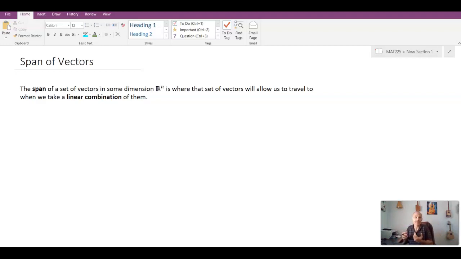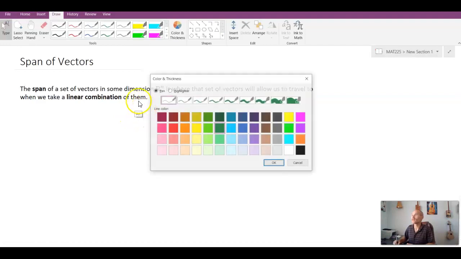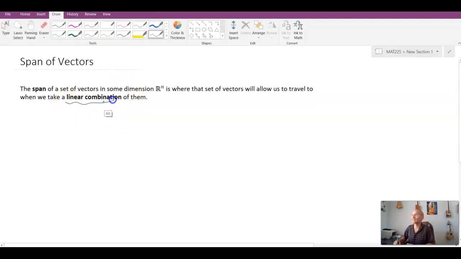So in 2 dimensions, with 2 vectors that at least don't point in the same direction, we can make it to anywhere we would like. We'll look at that in a second. When we scale and add, that's just saying that we're going to take a linear combination of those 2 vectors. So in a nutshell, when you hear the phrase linear combination, what we mean is scale and add.